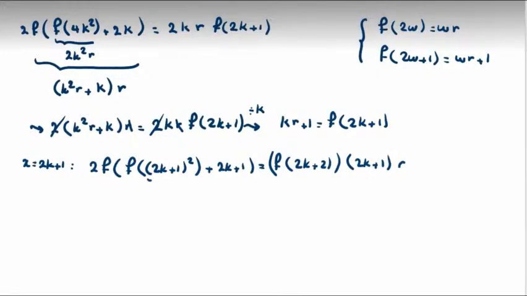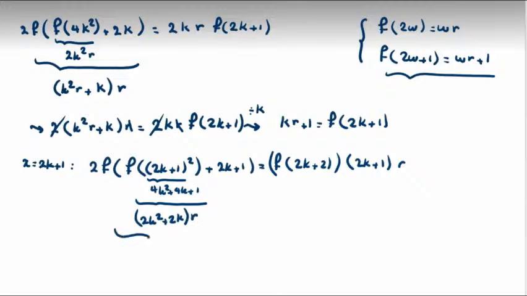Now this part, if you calculate, it will be 4k squared plus 4k plus 1. It will be like this. You should subtract 1 to w, divide by 2, w times r plus 1. So here, f of this will be 2k squared plus 2k times r. Then this part is odd again inside the f.